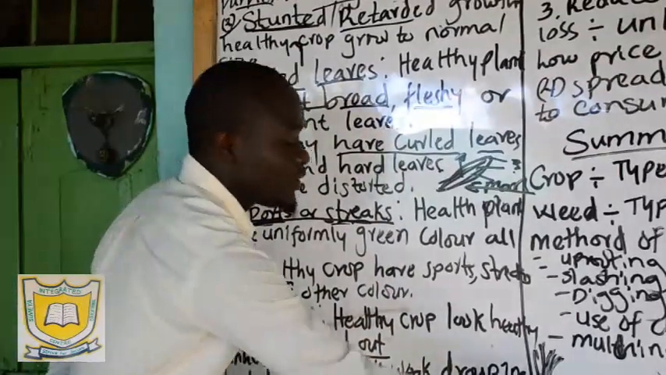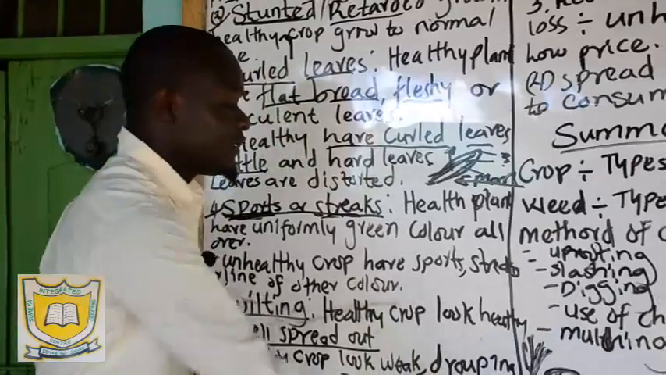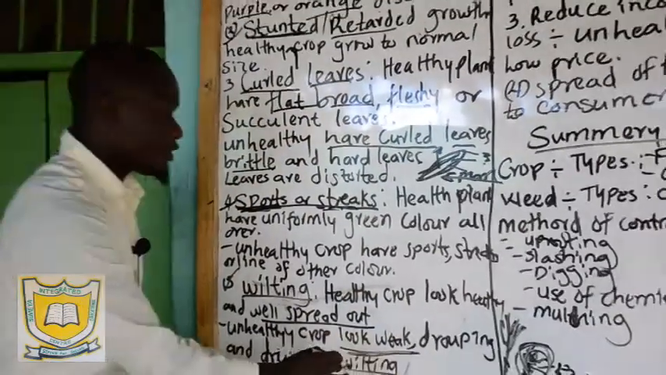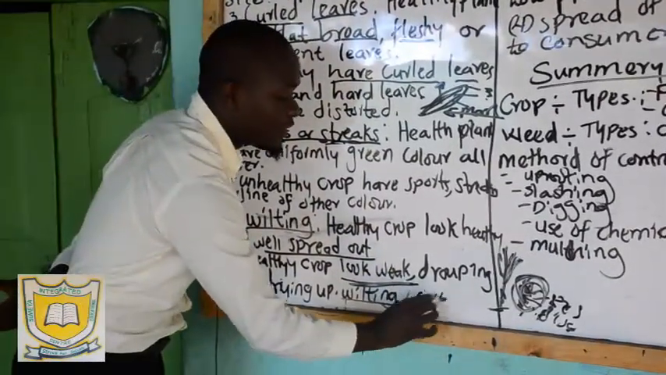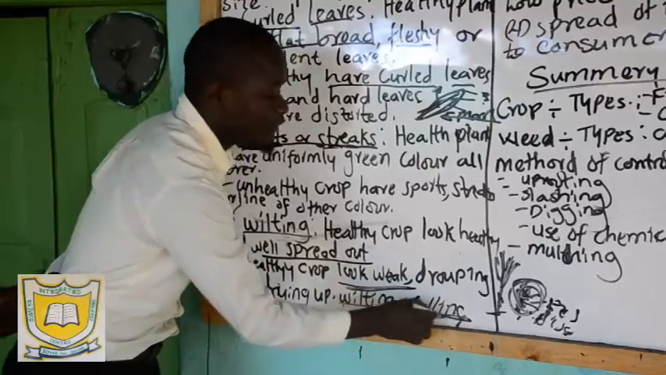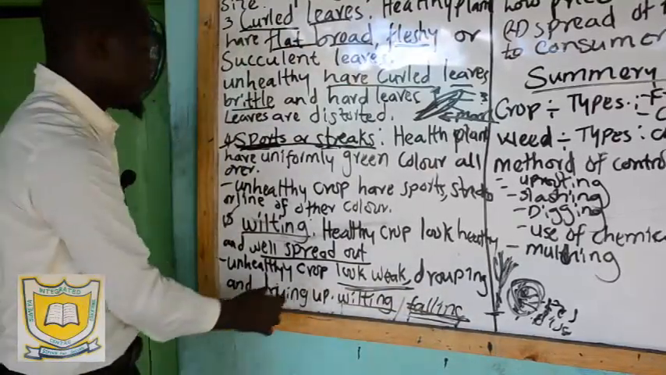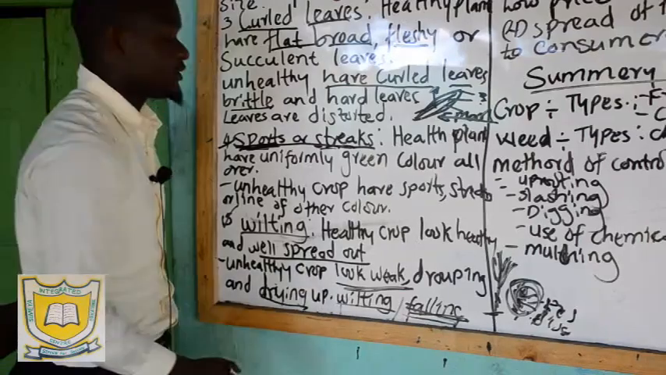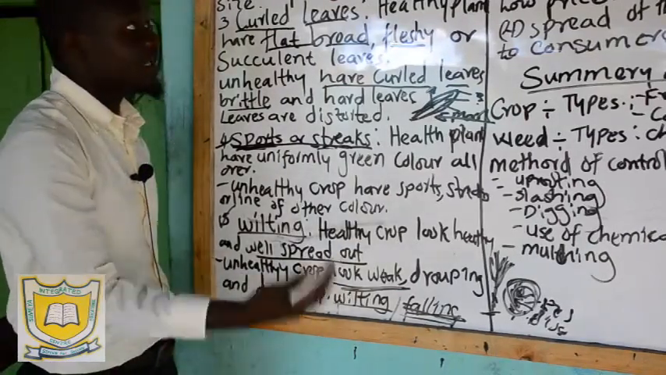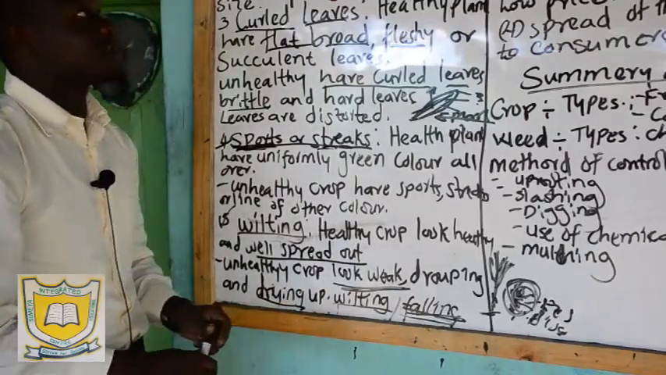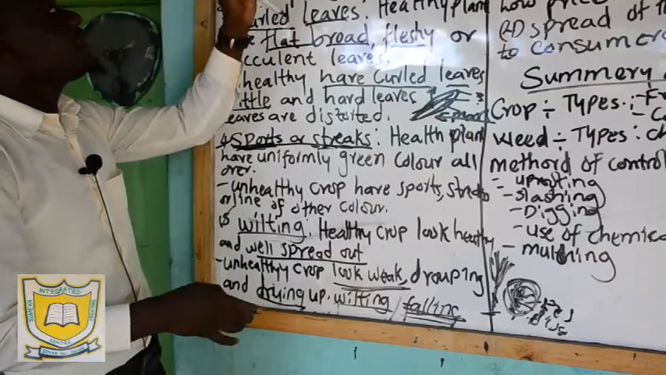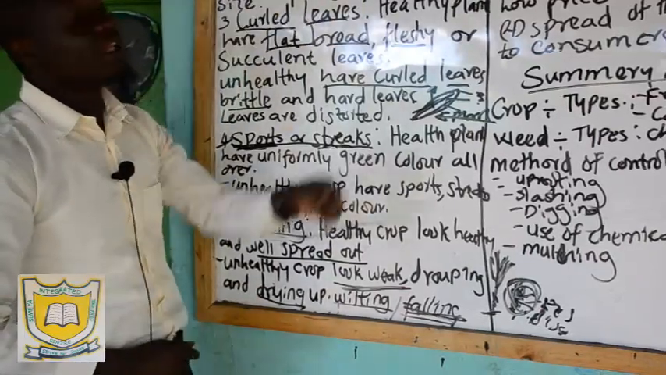When you experience that, this is wilting, and this wilting mainly causes the falling off of leaves. You may get a plant with leaves falling off. This is what we call wilting. It leads to drying of a plant and hence causes death of the plants. That is under the signs of an unhealthy crop.